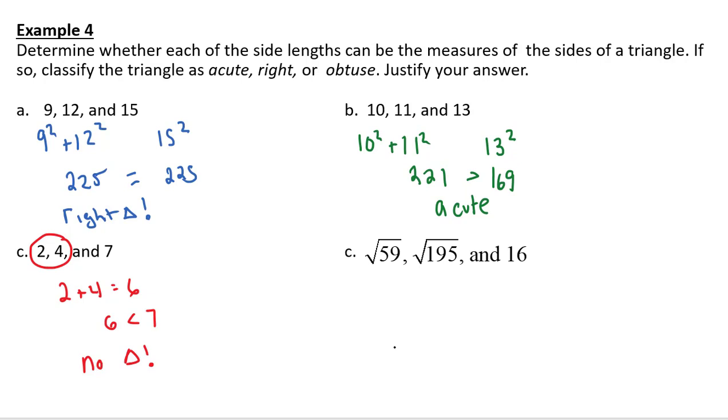Okay, for this one, square root of 59. So let's just take an estimate. It's between the square of 7 and the square of 8, and it's about halfway in between, I would say. So I'm going to say that this is approximately 7.5. It's a little bit more than that. Don't worry about that.